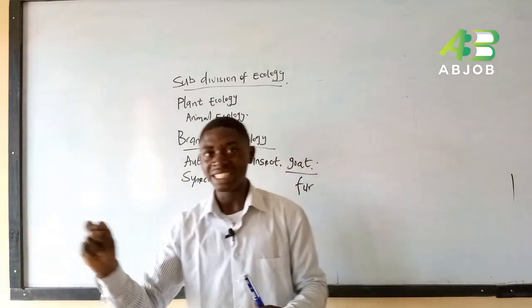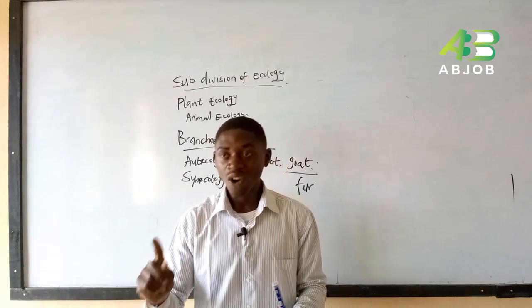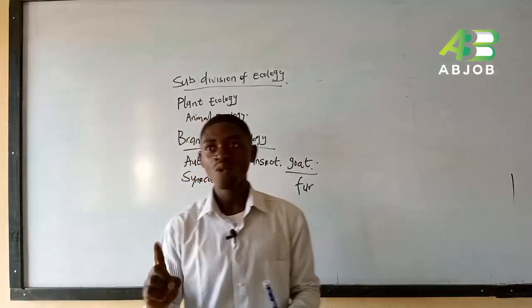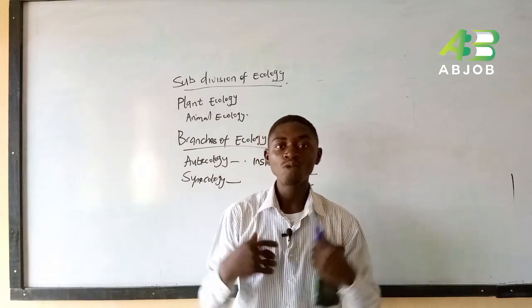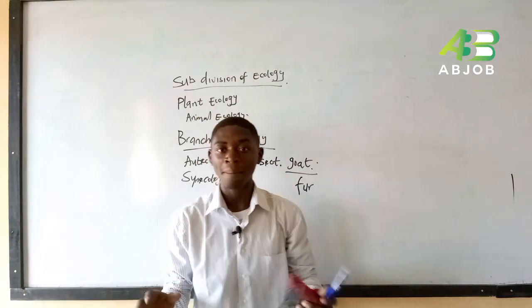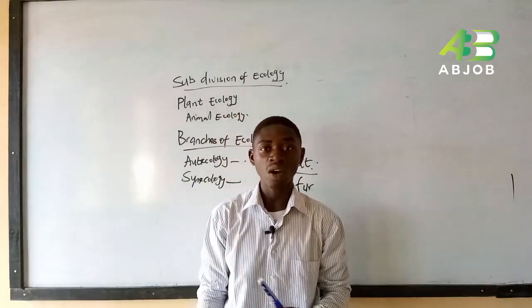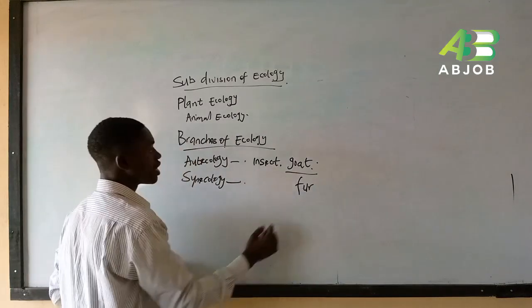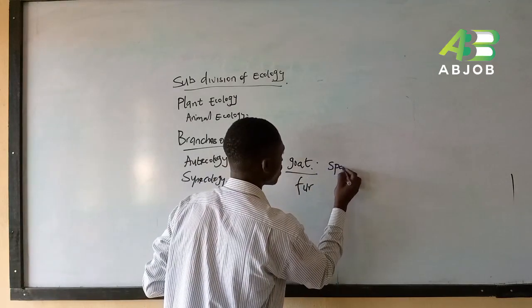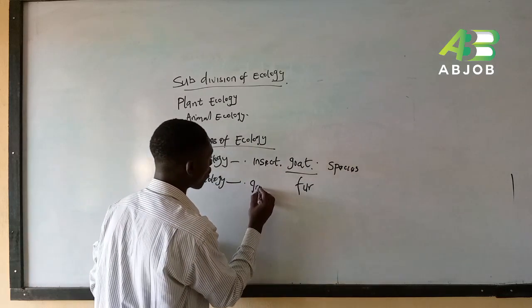Group of species, one or more species, like human beings. Human being is one of the species in mammals. How human beings relate with their environment, that's Autecology. Now, Autecology deals with species, while Synecology deals with groups of community.